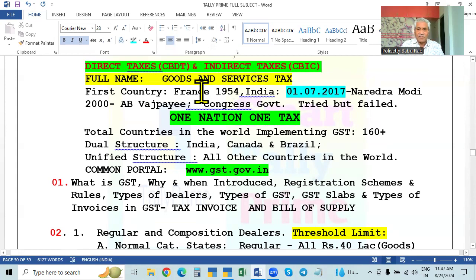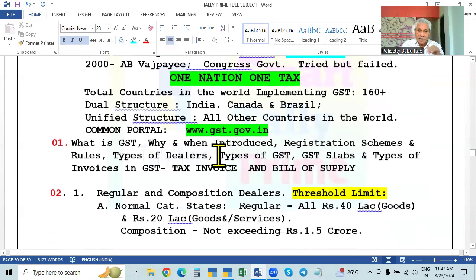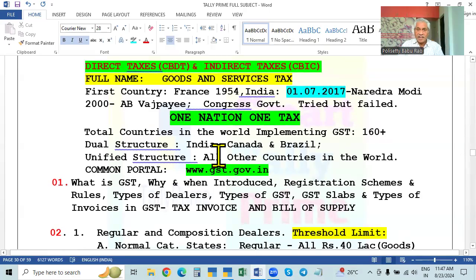So in 1954, France implemented it, and from 1/7/2017, Narendra Modi implemented this. And in the world, at present, 160 plus countries are following GST, that is, they are implementing GST. Okay. In GST, the tax is collected by the government. On the basis of who collects the tax, that is, the central government and the different state governments, the tax structure is of two types.